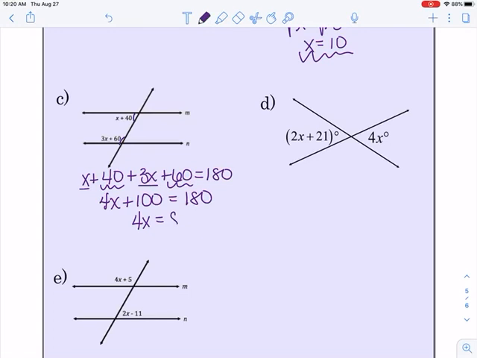So I have 4x plus 100 equals 180. Subtract 100 from both sides. So I'm going to have 4x equals 80. And then divide both sides by 4. And x will be 20. So your value of x there is going to be 20.